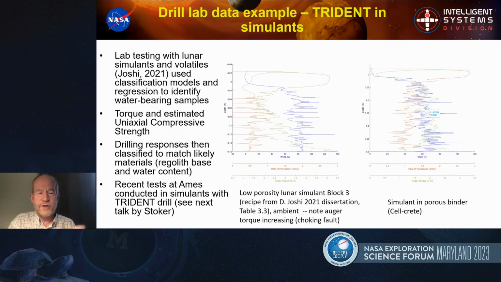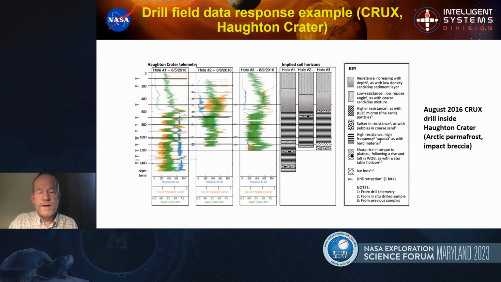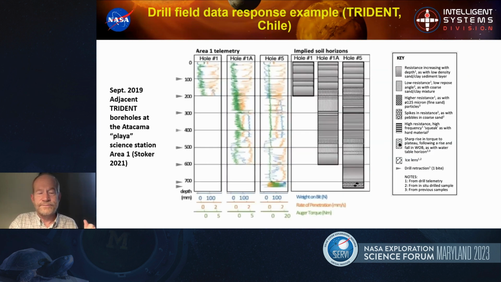Next. Just 1 minute, Brian. Okay, I'm almost finished. We also have combined lab testing with simulants and volatiles, not just analog data. Here's an example of some recent ones that you'll hear something about probably from Carol, the next author coming up. Next one. And here is some analog data where we've actually identified constituents. This is one from Houghton Crater in 2016. Next. And from Chile with a Trident drill, but this is hot, dry stuff. And then the last, next one.